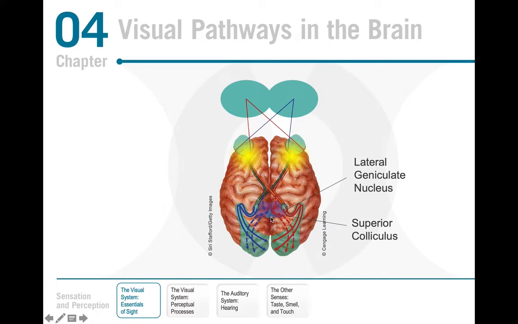The second pathway, the one through the superior colliculus, appears to be involved in the coordination of visual input with other sensory input. So if you're into sports, for example, and you're running down the field trying to catch a football, you are trying to coordinate your visual input and other sensory inputs, such as your sense of touch and your sense of hearing, to coordinate your movements to be able to catch that football and score that touchdown.